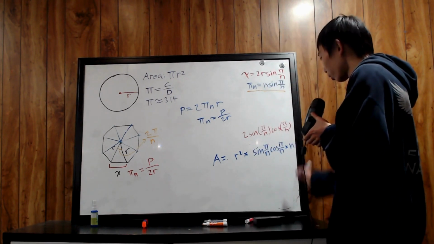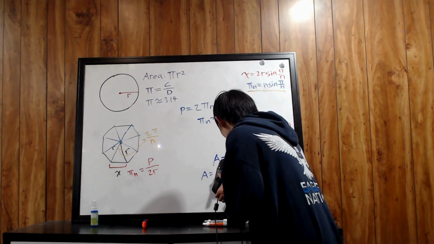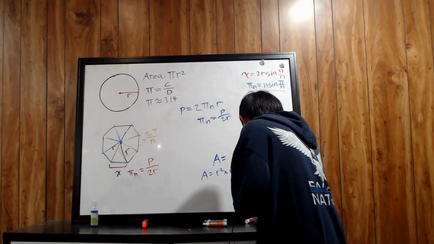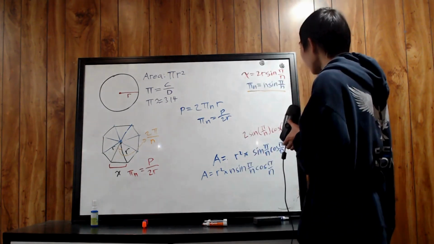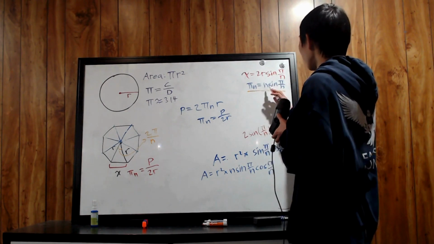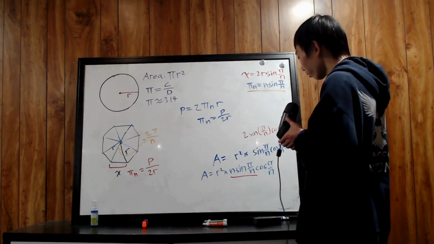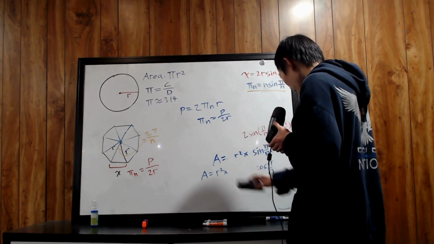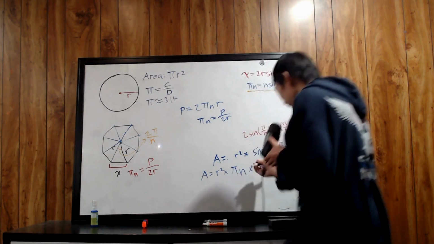And now I'm going to rearrange this. So I'm going to write this as A is equal to r squared times n sine π over n times cosine π over n. Now, notice anything interesting here? Π_n is equal to n sine π over n. Notice that we have n sine π over n right over here. That's interesting. So then we can just replace this entire thing with the polygon's π, or π_n.